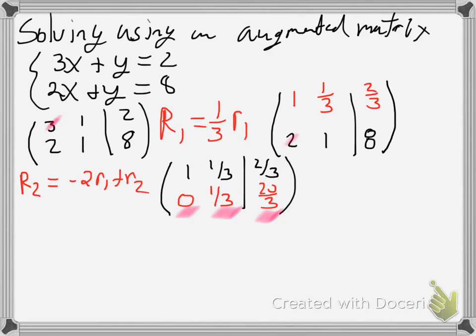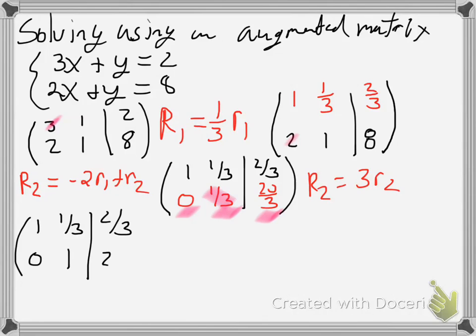Now we're almost home free. What I would like to do is change this 1/3 into a 3, so we're going to multiply row 2 by 3. So row 2 is going to equal 3 times row 2. The top row is unchanged. The bottom row, we fraction bust.